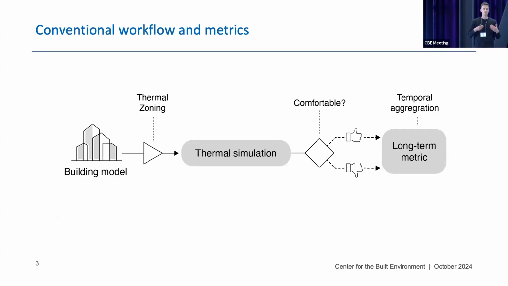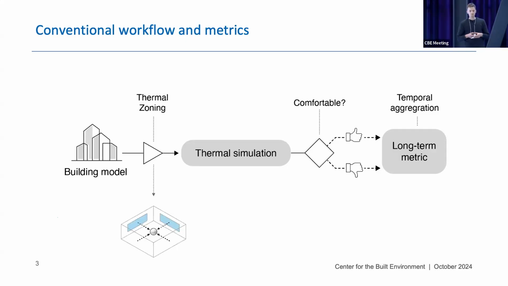What we do then is to aggregate these results into a single value metric. I think that some of you know metrics like the percentage of time within a certain PMV range, or the number of hours higher than 28 degrees Celsius or 82 degrees Fahrenheit. So this is the conventional approach.